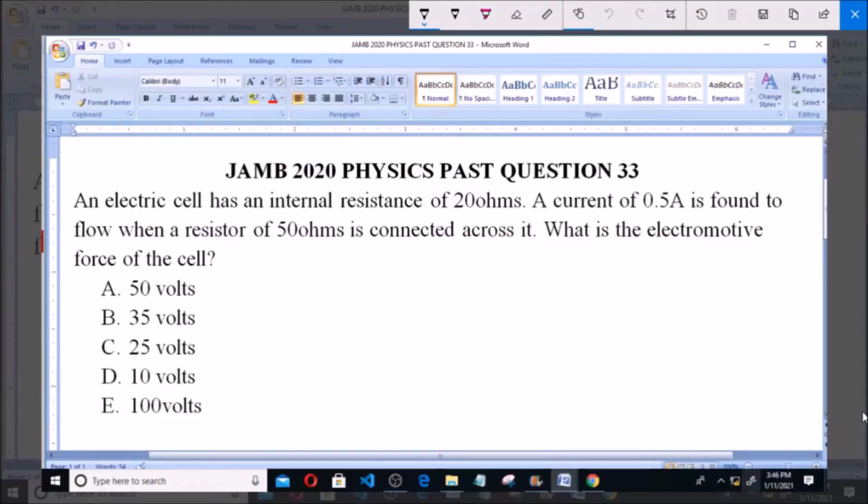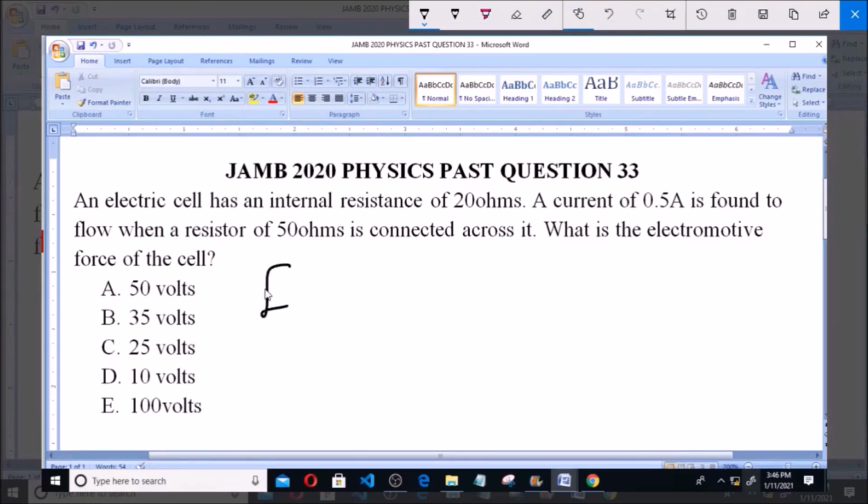I will be answering JAMB 2020 Physics Past Question 33. An electric cell has an internal resistance of 20 ohms. A current of 0.5 amperes is found to flow when a resistor of 50 ohms is connected across it. What is the electromotive force of the cell? That is, what is the EMF of the cell?